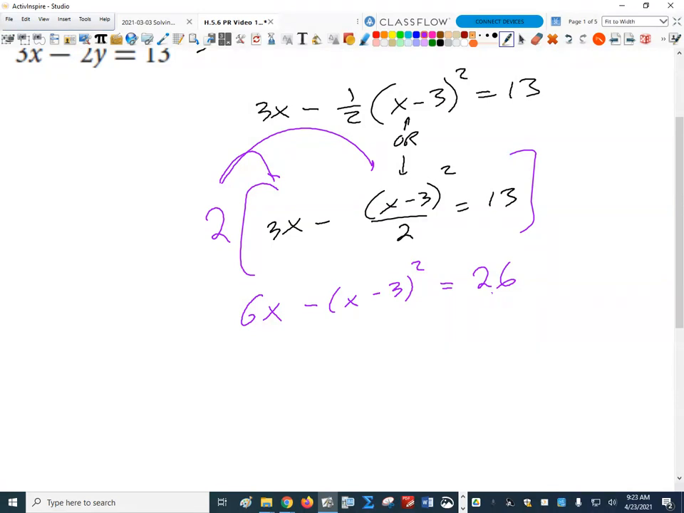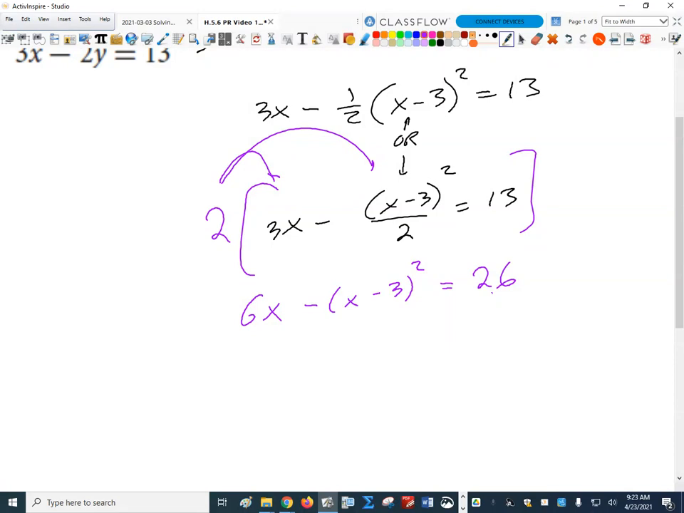Okay, so when I expand out the x minus 3 squared, what form do we probably want this quadratic equation to take? Standard form, right? ax squared plus bx plus c equals 0. I'm just going to push everything to one side. Are there any other options?